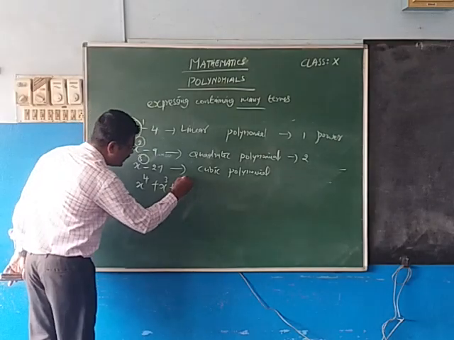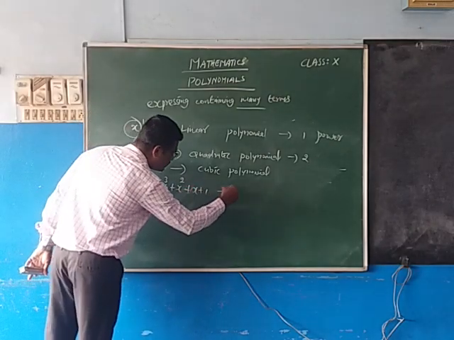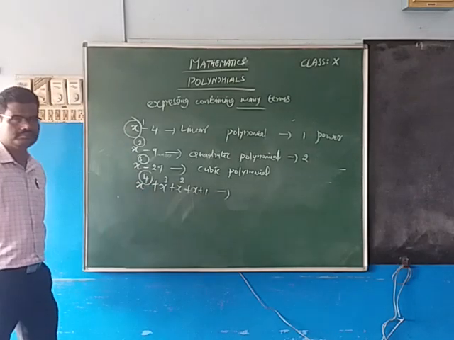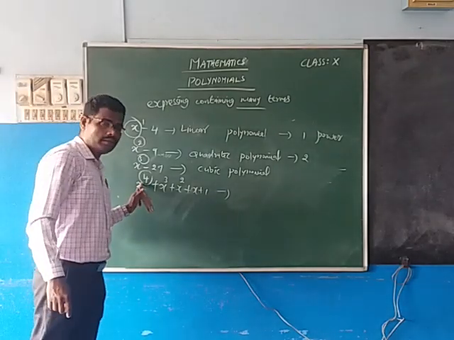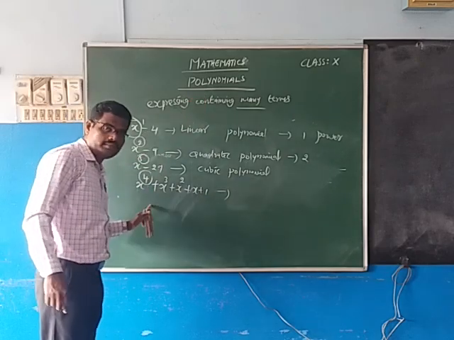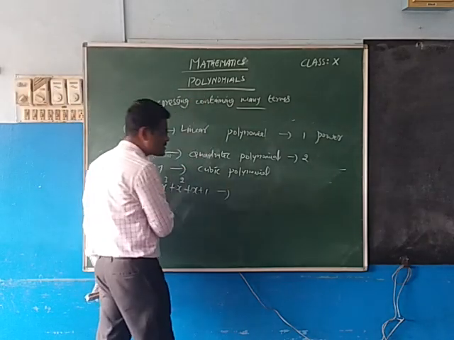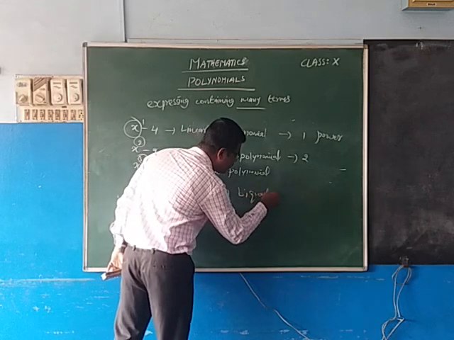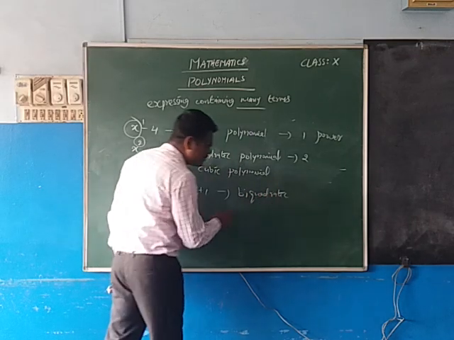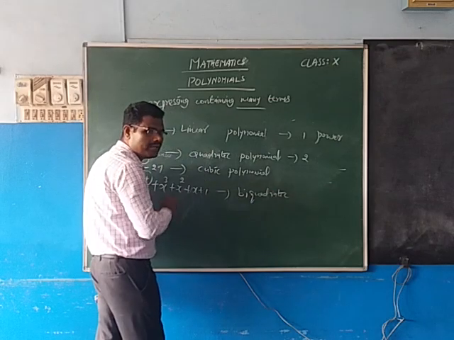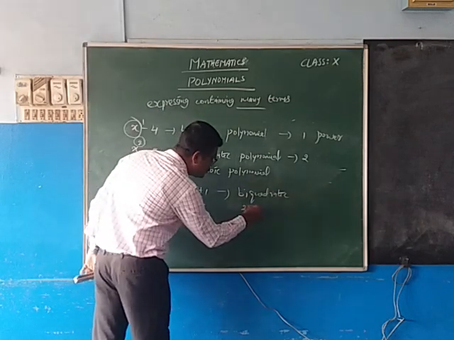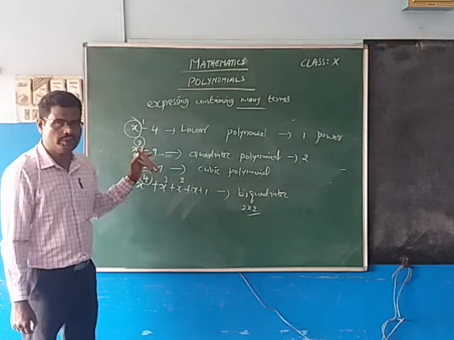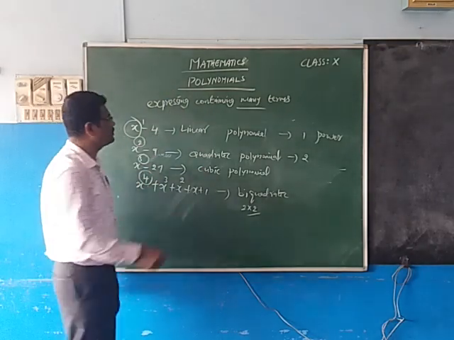Suppose there is an expression like this. Then what is the highest degree? The highest degree is 4. A polynomial containing a variable of degree 4 is called a biquadratic polynomial. What is the meaning of quadratic? 2. Biquadratic means 2 times, so that is equal to 4. Okay, understood? This is called the types of polynomial.